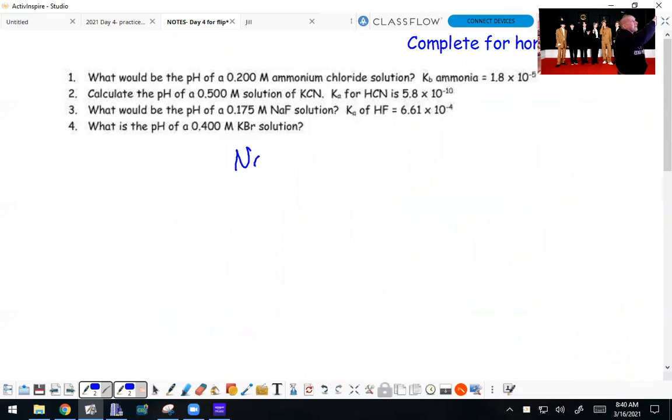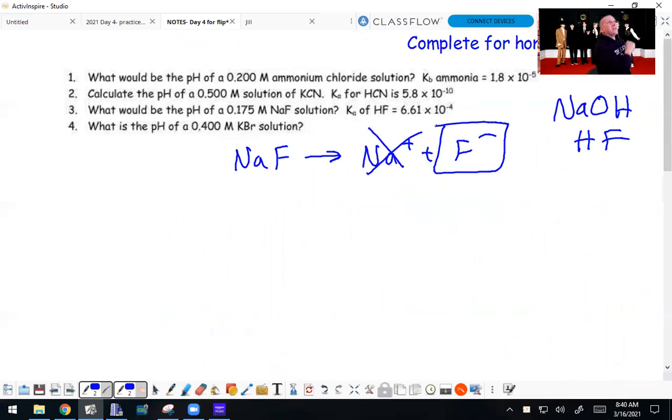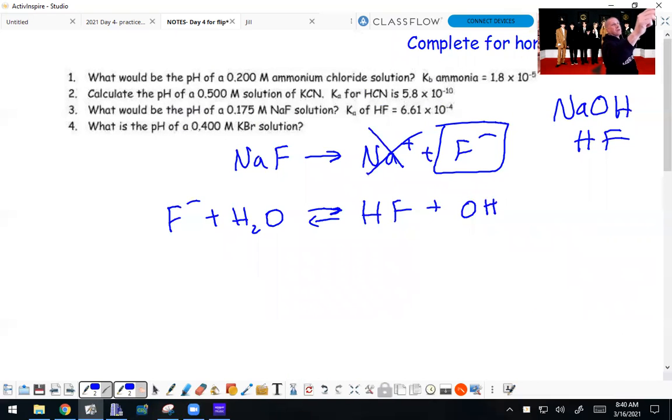Our salt this time is NaF. How do we know it's going to be soluble? Group 1 again. Sodium ions, fluoride ions. NaOH, strong base, weak acid. Add it to water. It's negative. So now hydrogen is losing again. Another hint is they're giving you a Ka of one of the products, always. We need a Kb.